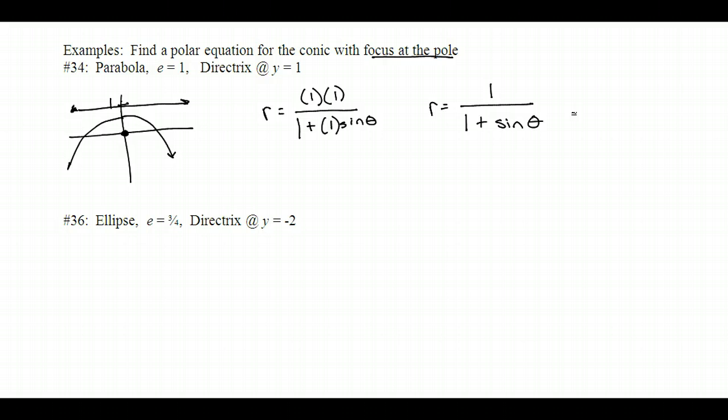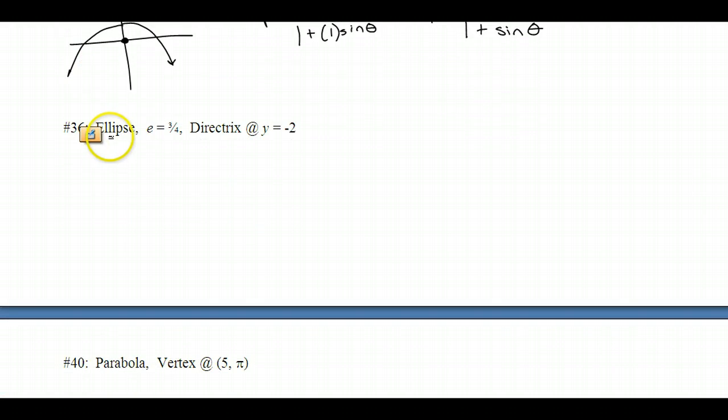Well, obviously they're going to get a little bit more complex than that. For number 36, it's an ellipse. They tell us the eccentricity, great. And we have a directrix at y equals -2. So I always draw that in first. So if y is equal to -2, there is my directrix.